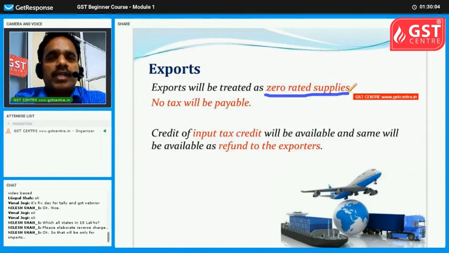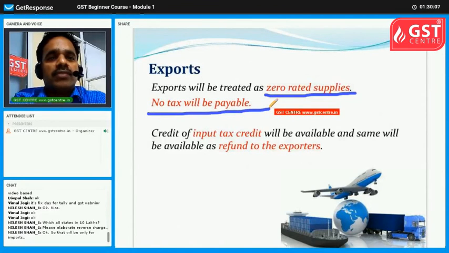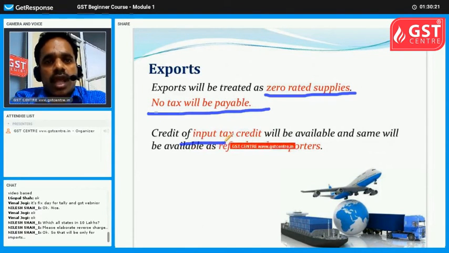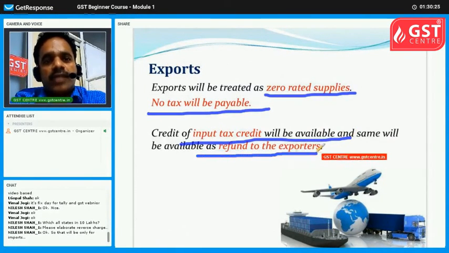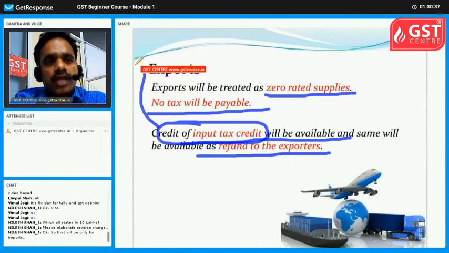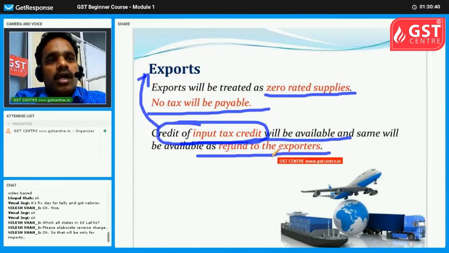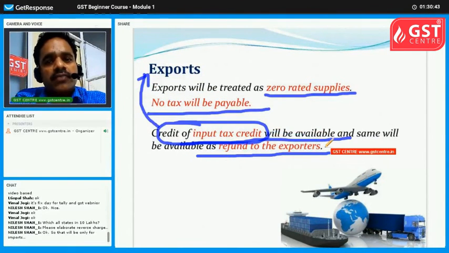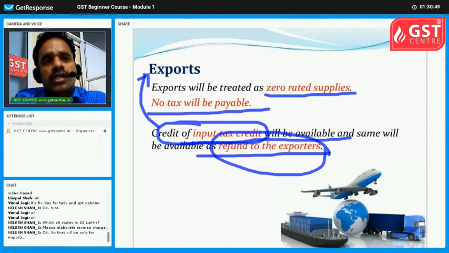Okay, regarding exports. Exports will be treated as zero rated supplies. No tax will be payable for exports. So that is happy news. There will not be any tax, and the products will be competitive in the international market also. And input tax credit will be available, and the same will be available as a refund to exporters. Whatever input tax credit is used for making the exports will be available to the business person, and they can claim it as a refund from the government. The input tax credit for goods or services used for exported goods will be refunded.